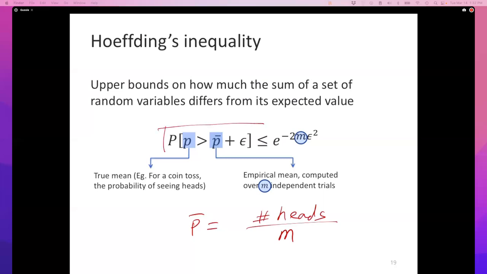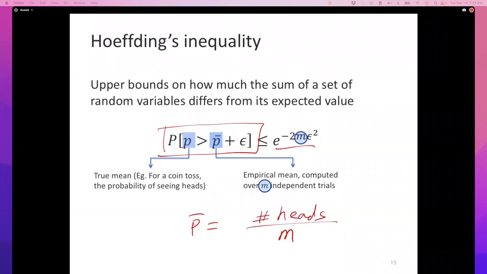Hoeffding's inequality asks, what's the probability that the true probability p is more than p bar plus some epsilon, that is, p bar is epsilon away from the true probability? And what it says is, this quantity is going to be less than e power minus 2m epsilon squared. Don't worry about proving it for now. Just take it as a given. This is just something that exists.